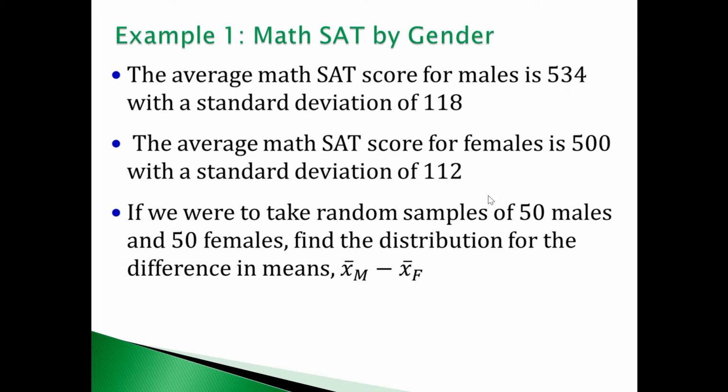Example 1. The average math SAT score for males is 534 with a standard deviation of 118. The average math SAT score for females is 500 with a standard deviation of 112. If we were to take random samples of 50 males and 50 females, find the distribution for the difference in means x bar m minus x bar f. So we need to use this order, males minus females.